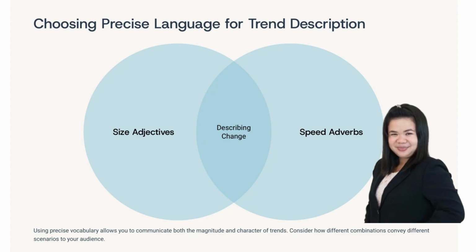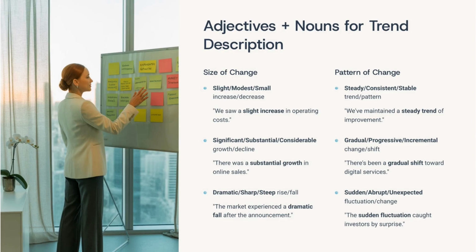Using precise vocabulary allows you to communicate both the magnitude and character of trends. You can do this by using size adjectives, speed adverbs, and verbs to describe change. Different combinations of these words can convey different scenarios to your audience. To describe the size of change, you can use words like slight, modest, or small for an increase or decrease. For example, we saw a slight increase in operating costs.